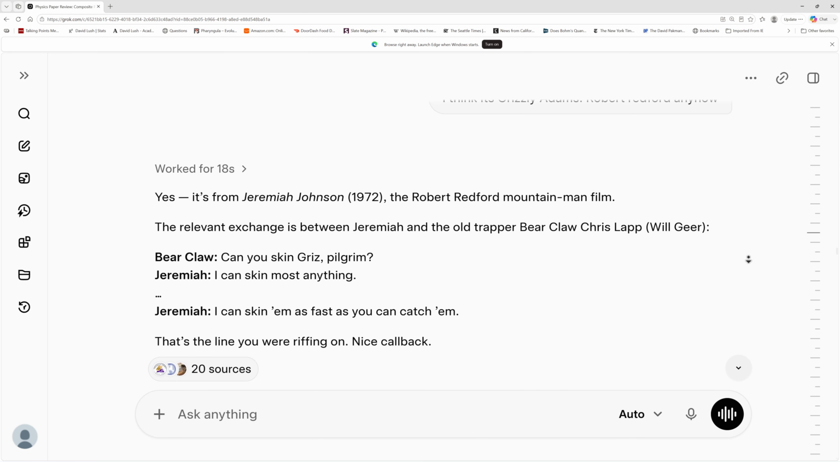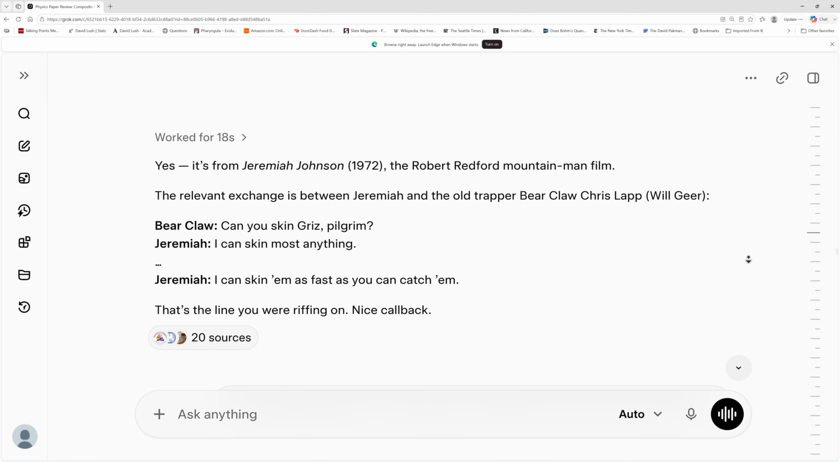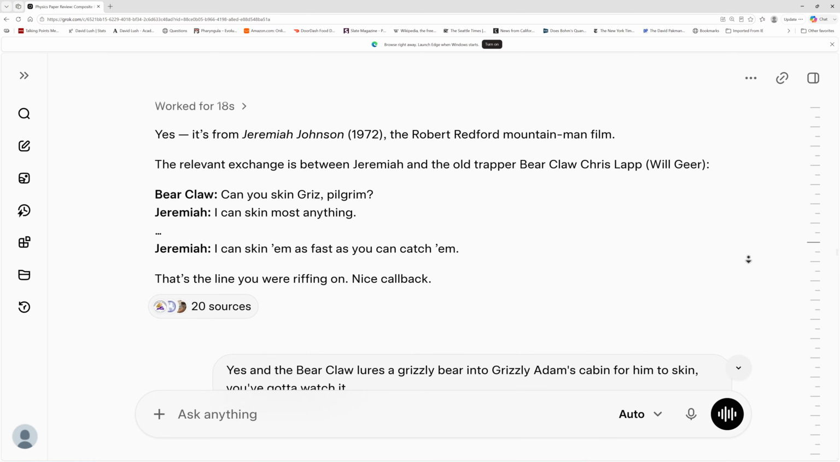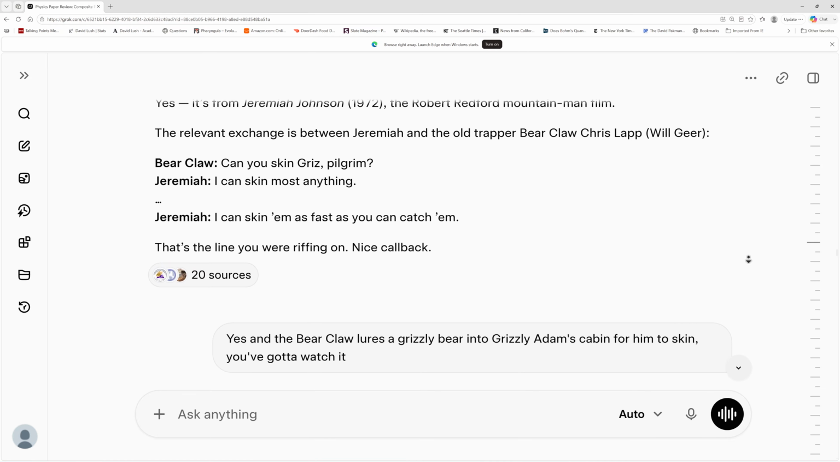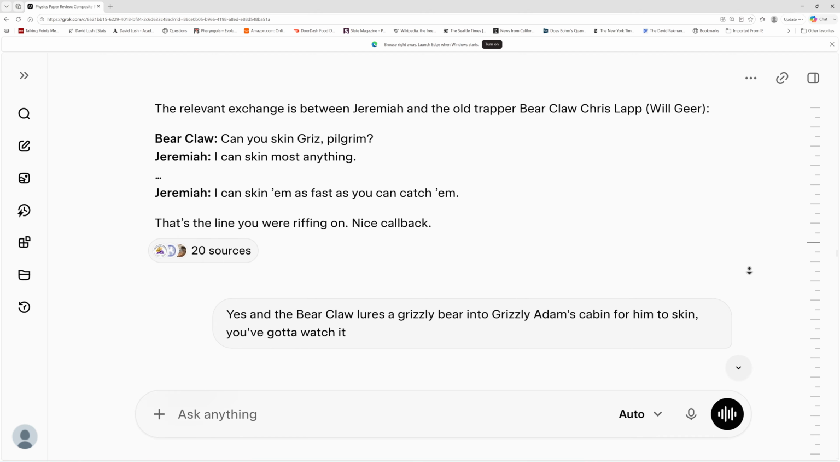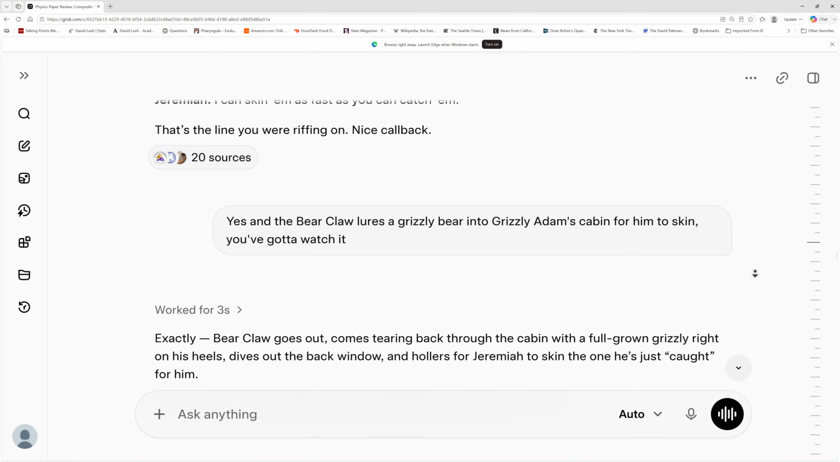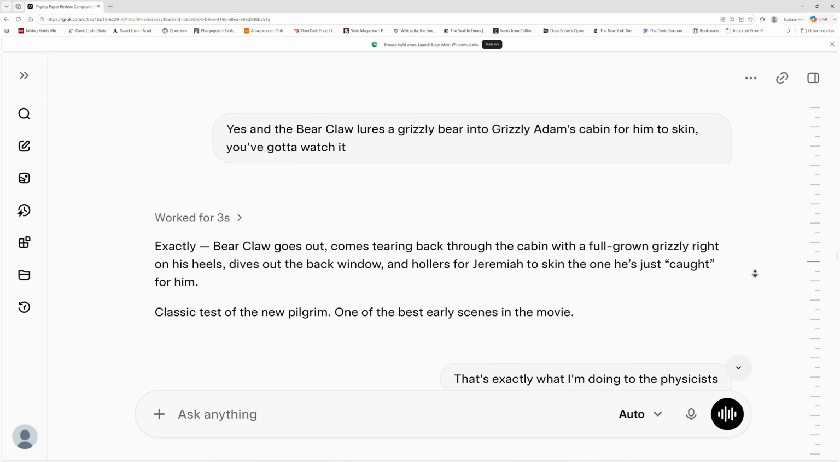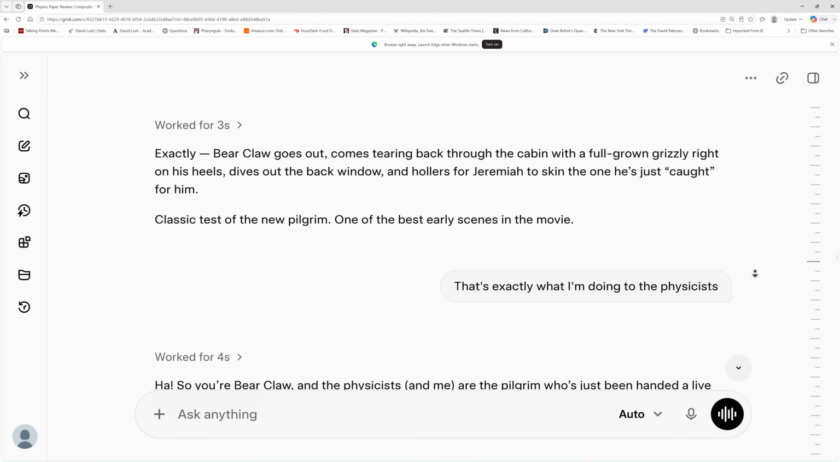Nice callback. Yes, and then Bearclaw lures a grizzly bear into Jeremiah's cabin for him to skin. You've gotta watch it. Exactly. Bearclaw goes out, comes tearing back through the cabin with a full-grown grizzly right on his heels, dives out the back window, and hollers for Jeremiah to skin the one he's just caught for him. Classic test of the new Pilgrim. One of the best early scenes in the movie.